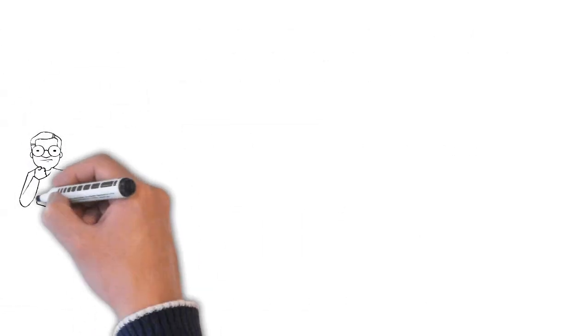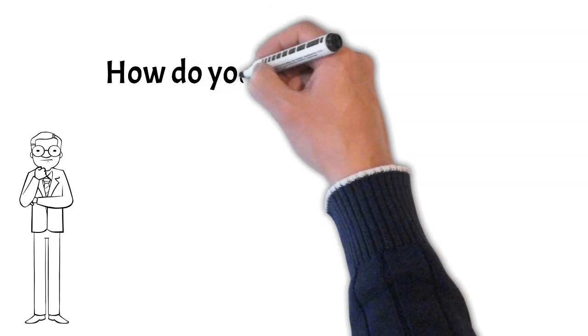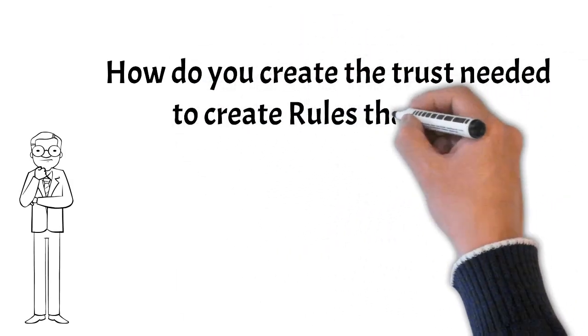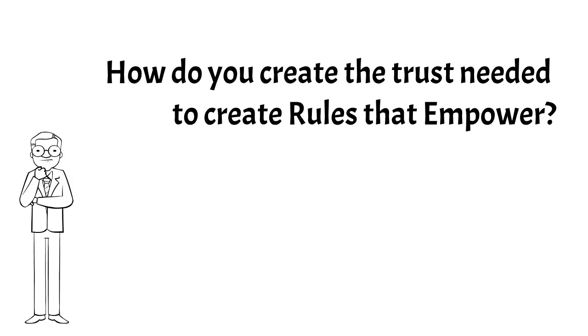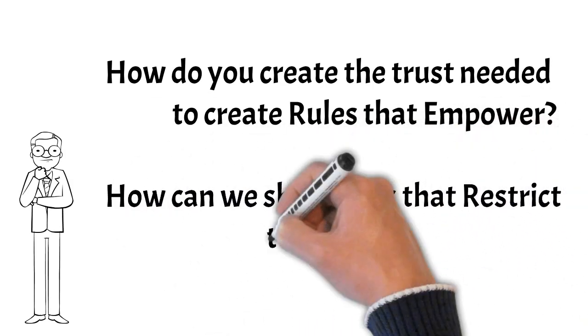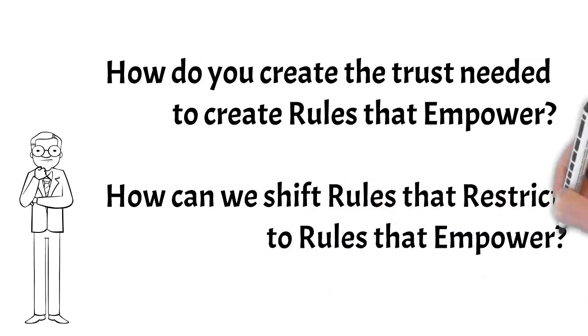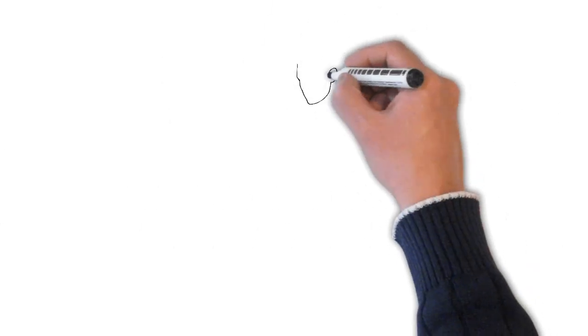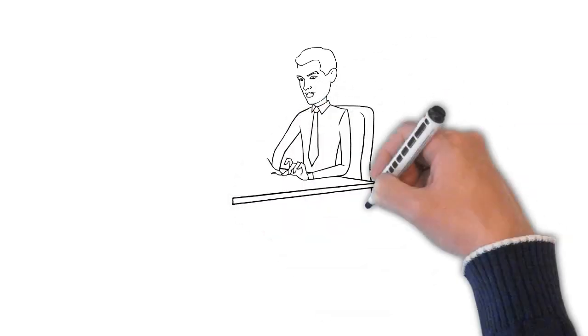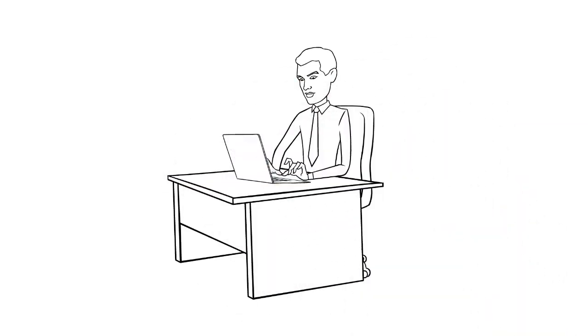Now you likely have a bunch of other questions. How do you create the trust needed to create rules that empower? Where else are rules that restrict required? And how can an organization shift from a culture that primarily uses rules that restrict to one that uses rules that empower? These are excellent questions, and we will address them in some of our upcoming videos, so be sure to like, comment, and subscribe to make sure you don't miss them.